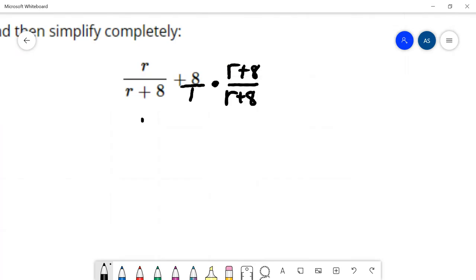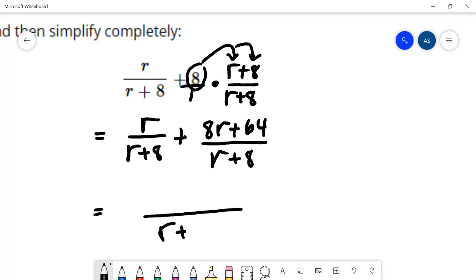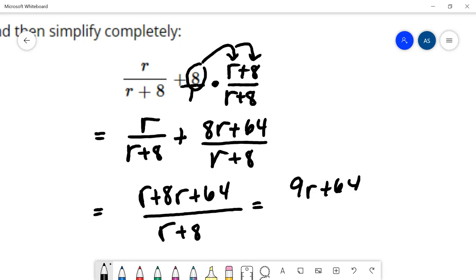So that will give me r over r plus 8 plus, I'm going to take that 8 and distribute it to both of those terms to get 8r plus 64 over r plus 8. Now we have a common denominator, so we can combine the numerators together. That's r plus 8r plus 64. Combining like terms, we have 9r plus 64 over r plus 8.